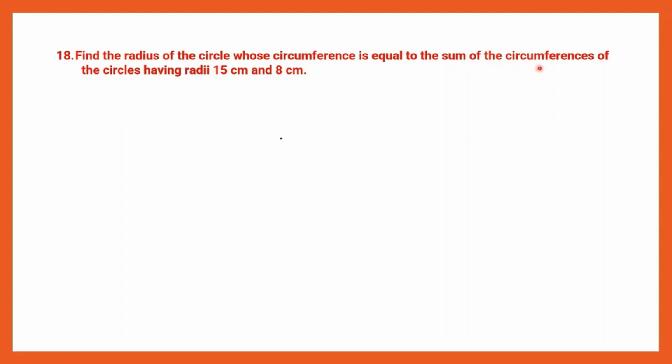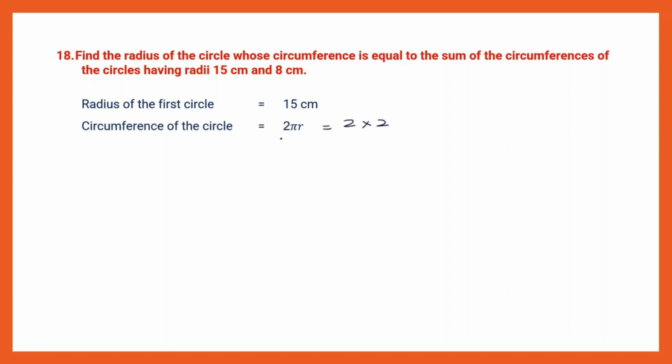So let's find the circumferences of these two circles first. Let's begin with that. Radius of the first circle is 15 centimeters given to us. Now let's find the circumference of this circle using the formula 2 pi r. That means 2 into 22 by 7 into r, which is 15 centimeters. So this will be 2 into 22 is 44 by 7 into 15 centimeters.